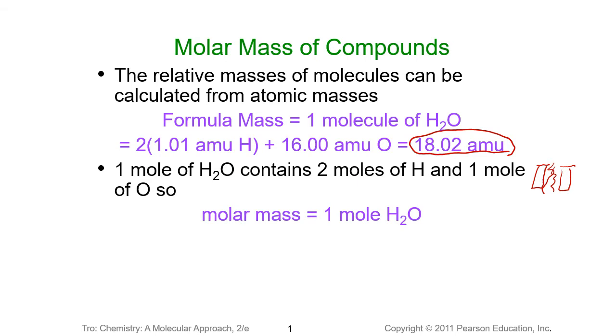To find our molar mass, we're going to take the mass in grams of hydrogen times 2 plus the mass in grams of oxygen to give us our molar mass of water. And this would be 18.02 grams of water per mole.